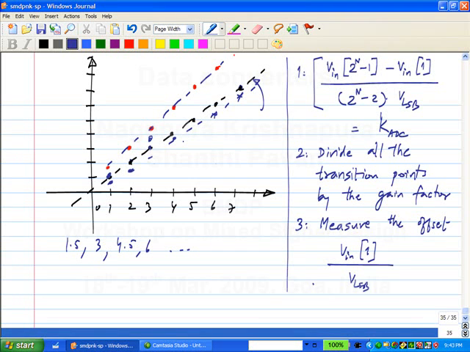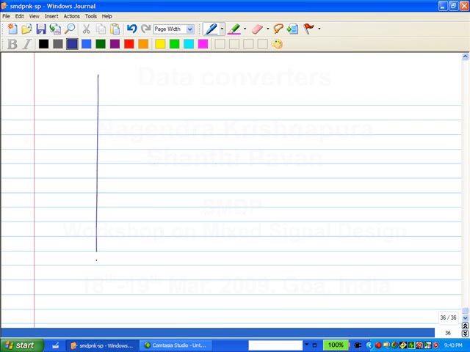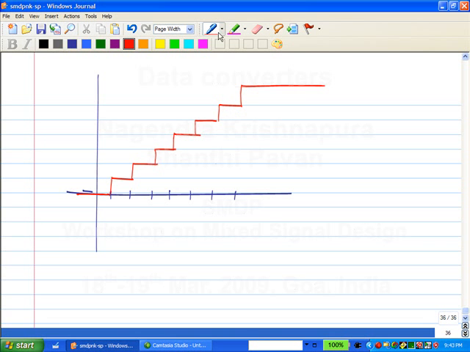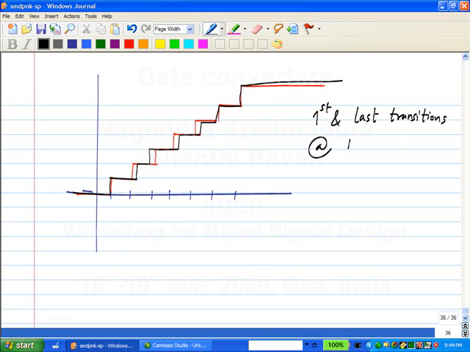Okay, so let me take a case where, so I'll take something like this and let's assume that either there is no gain error and offset error, or if it is there, I've already removed them by making the first and last transitions coincident. Okay? So the characteristic may look like this. The first transition is coincident with this, and the next one is not. The next one is not. Okay? And the last one is coincident also. Okay? All others may have shifted.